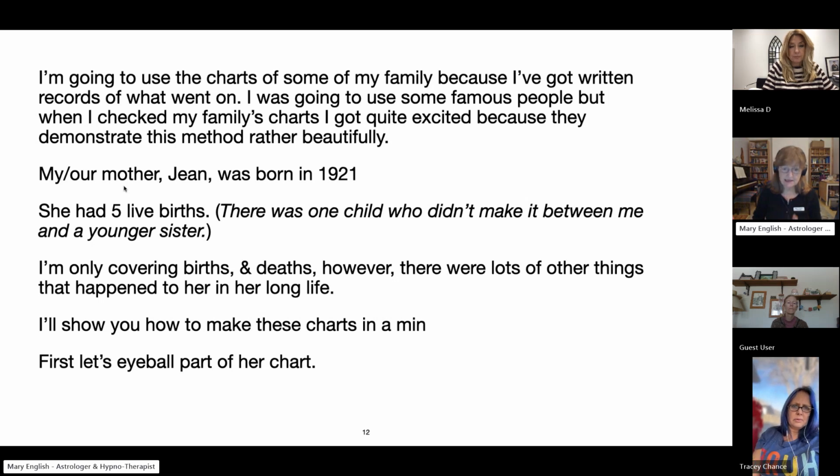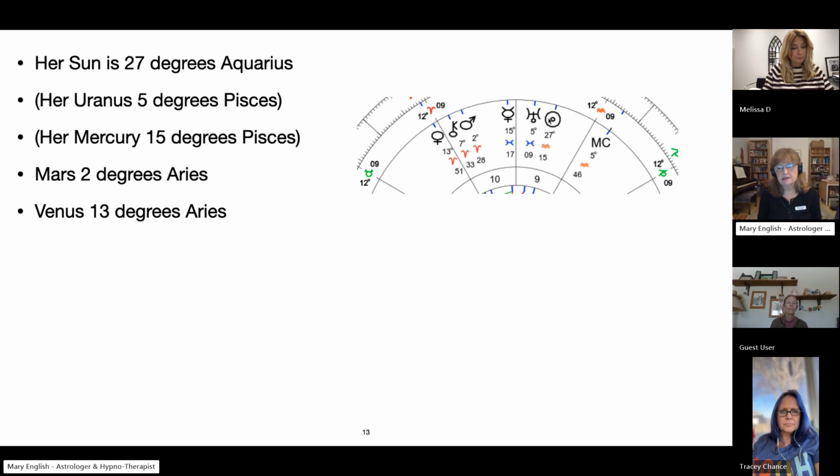But first, let's eyeball part of her chart. So her sun is 27 degrees Aquarius. Her Uranus is 5 degrees Pisces. Her Mercury is 15 degrees Pisces. Her Mars is 2 degrees Aries. And her Venus is 13 degrees Aries.